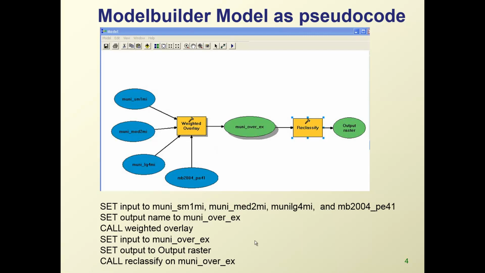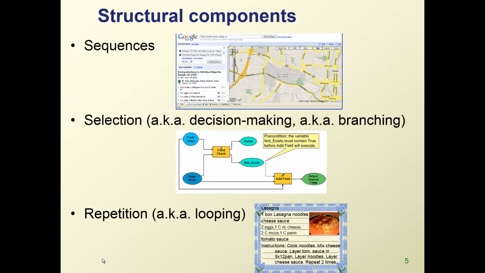Those are a series of linear steps in the model. You look left to right. In the pseudocode, it goes top to bottom. In code in general, you're telling the computer exactly what to do.